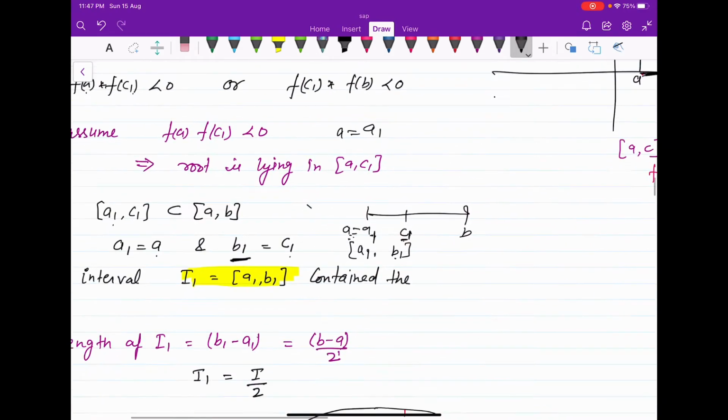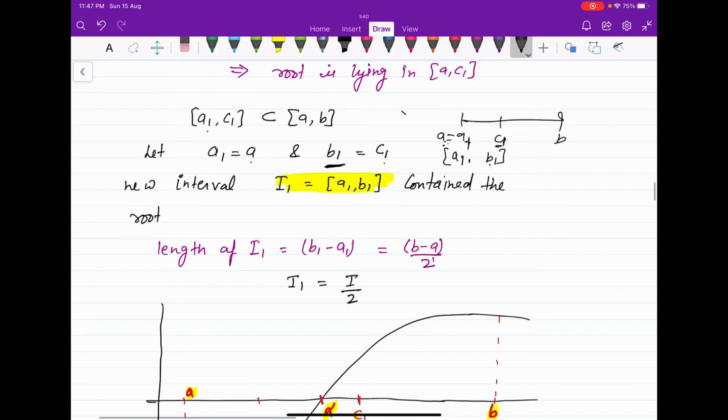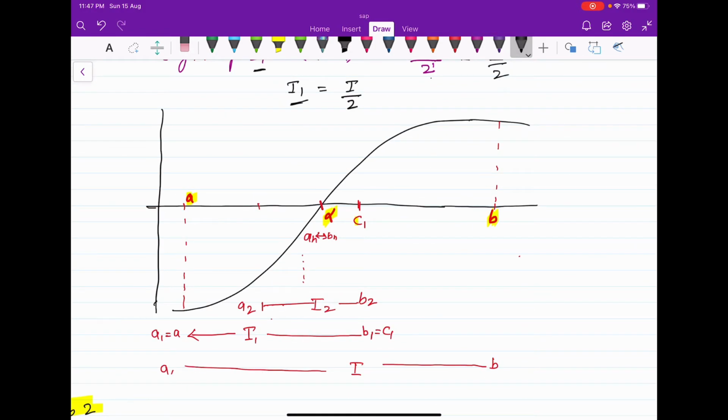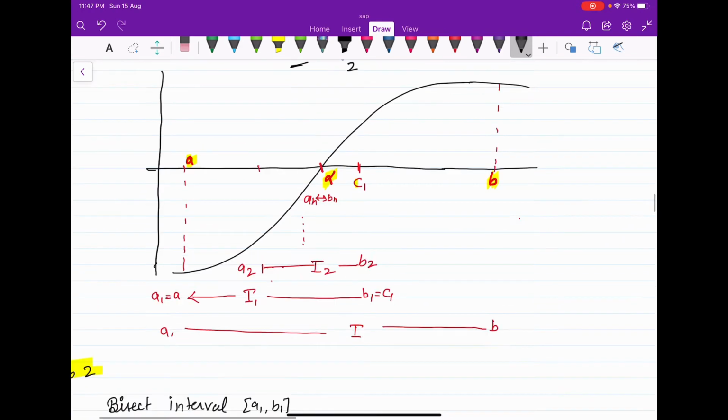So this interval is containing the root now. The length of the interval (a1, b1) is simply b1 minus a1. This I1 is equivalent to I upon 2, where I is the initial interval, so (b minus a) upon 2 raised to power 1. So I1 equals I upon 2. We understand this by the graph: the first initial interval is (a, b), and we are getting the c1 interval here.